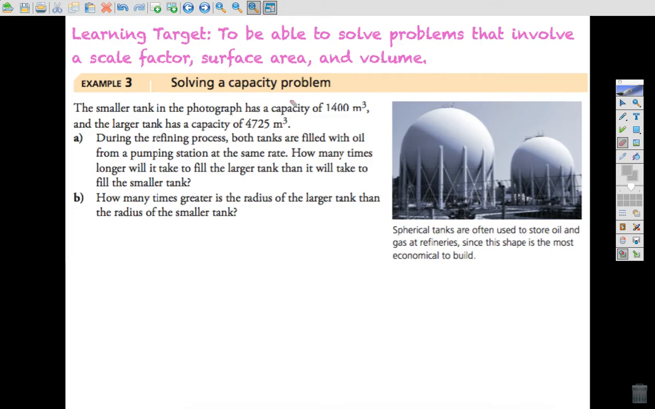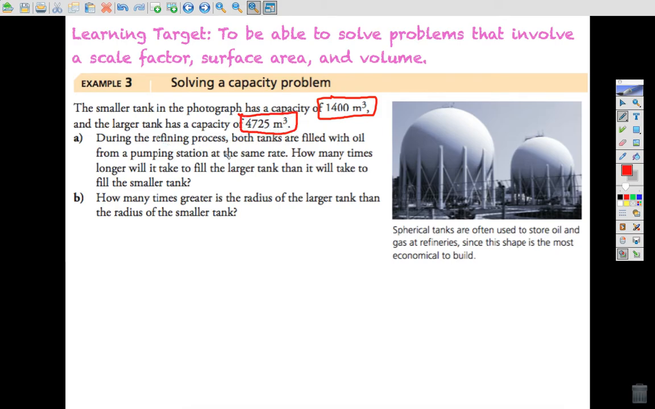So let's look at this capacity problem. It's saying here that we've got basically two oil tanks and they're spherical and that they're being filled. And so we're assuming that those two spheres are similar. I mean, all spheres technically are similar, but that's just something that's not stated, but you can assume that. So it says that the smaller tank in the photograph has a capacity of 1,400 meters cubed. The larger tank has a capacity of 4,725 meters cubed.